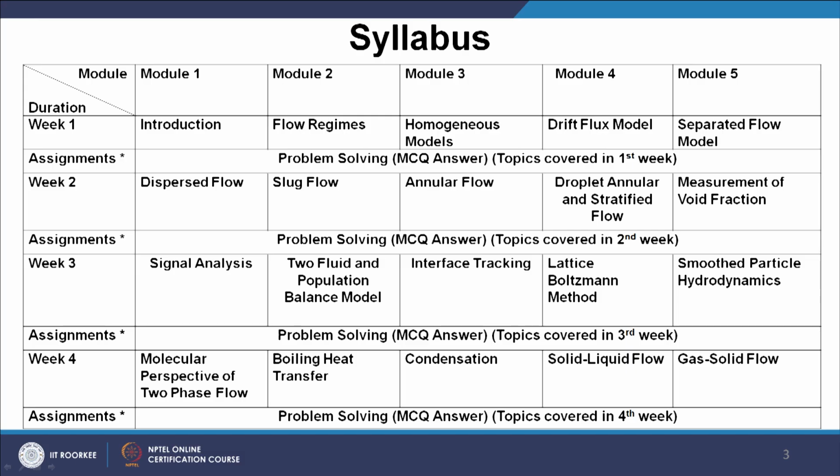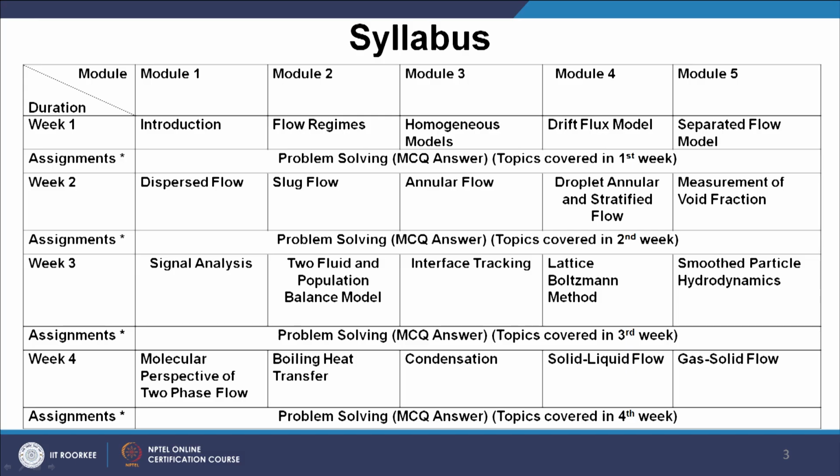We will discuss different flow regimes available in two-phase flow in the second module. In the third module we will discuss the easiest model possible, called the homogeneous model. Then we will go for the drift flux model, where slip between the phases is considered, and finally, at the end of this week, we will find out how separated flow can model two-phase flow. At the end of this week we will get one assignment, mainly MCQ type.